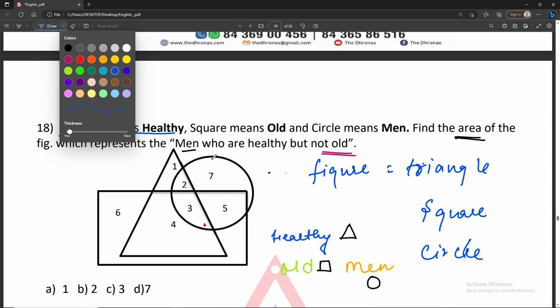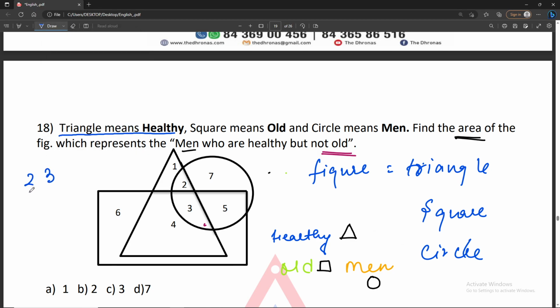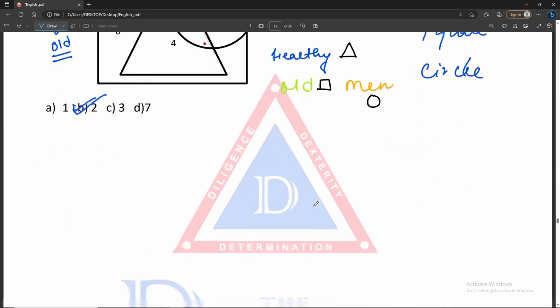So men who are healthy, that means the triangle part, that means this portion, 2 and 3 portion, where men is healthy but not old. The 3 number portion is the old portion, so it cannot come in place. So the portion is 2. The answer should be 2. Okay, hope you got it. Let's go to the next question.